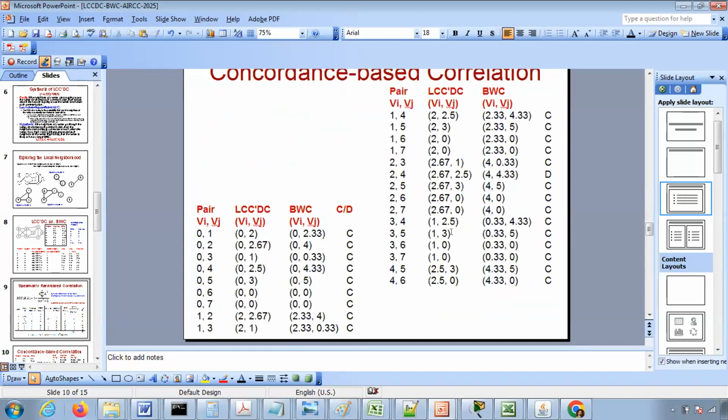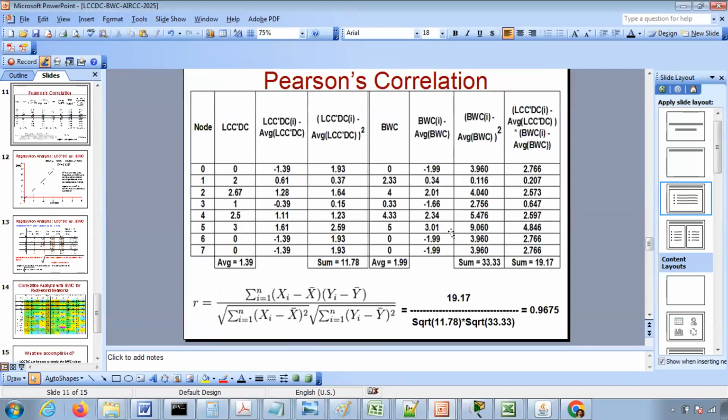And we also went ahead and calculated the Pearson's correlation coefficient between these two metrics, which is based on this formula, where you find the average of the metric values and then take the difference between the individual values and the average, square them up, and then sum the squares and plug it in this formula. Also take the product of the differences and plug it in this formula. We get 0.9675, which is again close to 1.